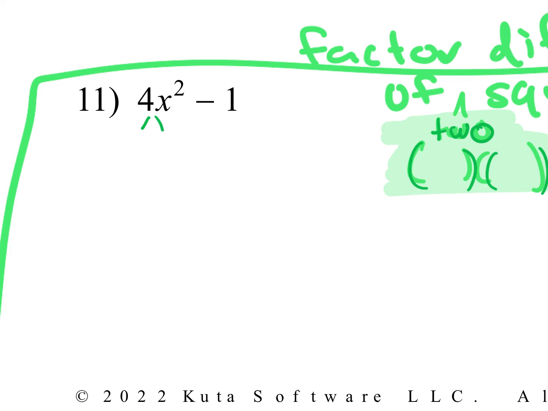So since these are perfect squares, what times what gives us 4? 2 times 2. And what times what gives us x squared? X and x. What times what gives us 1? 1 times 1. So what's going to go into my two sets of parentheses? 2x plus 1, and 2x minus 1. Awesome. One of your parentheses is plus and the other one's minus.